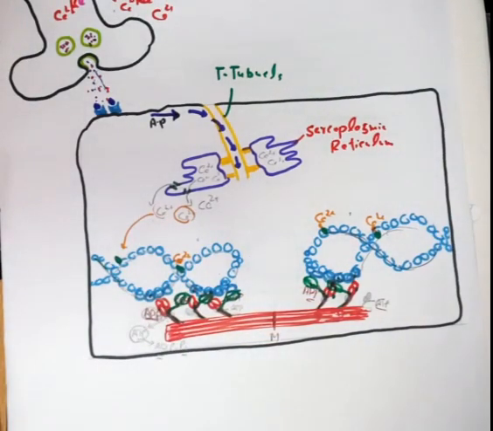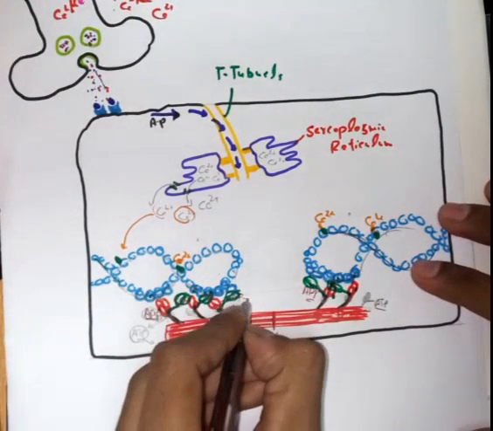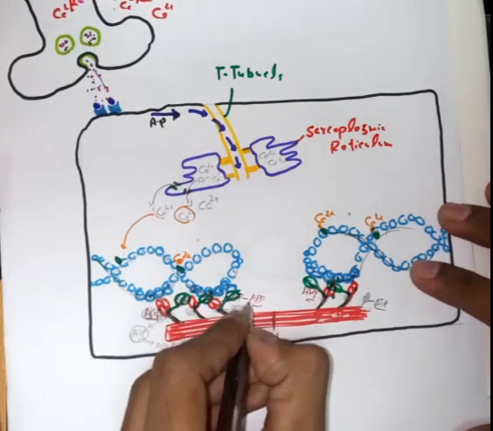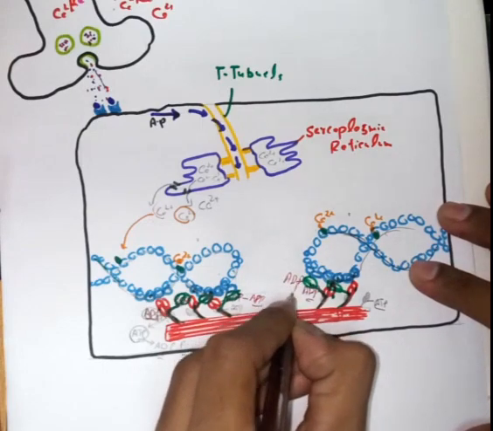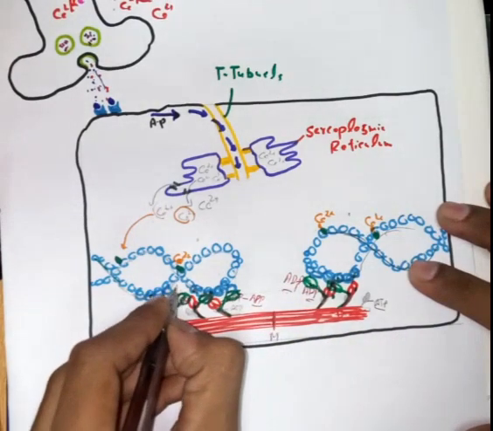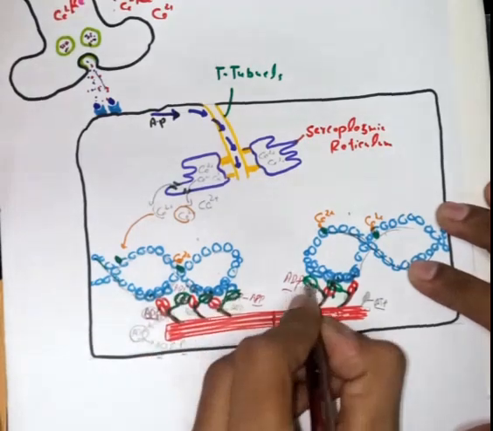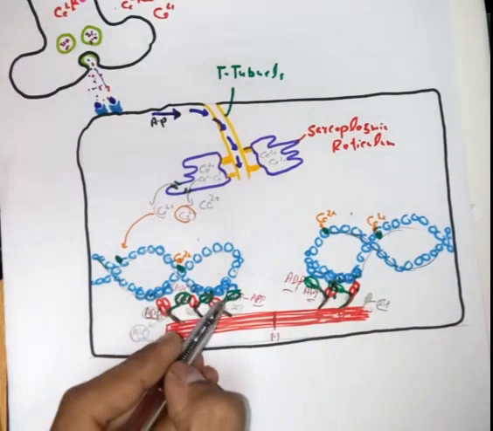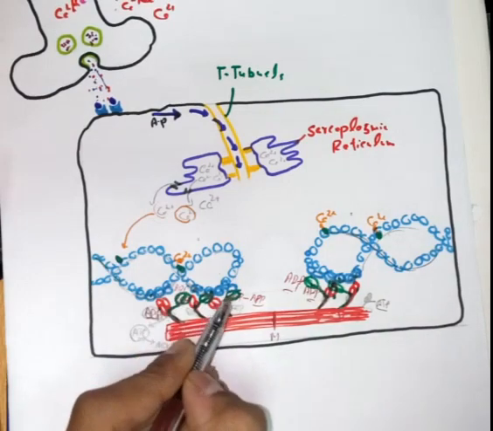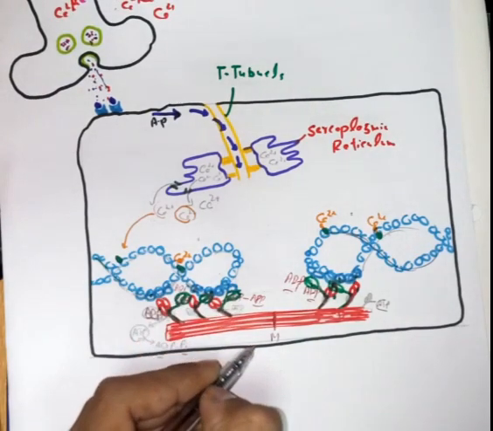Okay. Now what will happen? The ADP molecule is still attached over there. ADP, not ATP. ATP has been used. Now how will the relaxation take place, or how will the other contraction take place? For the other contraction, obviously this actin-myosin head has to be detached first.